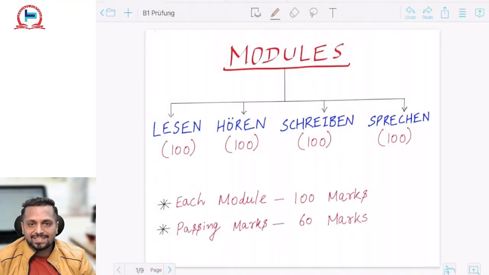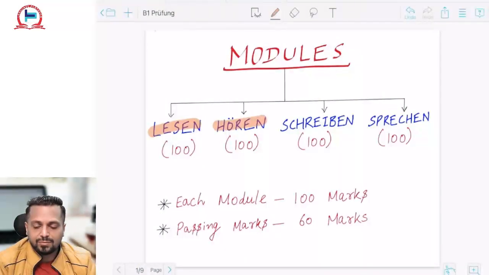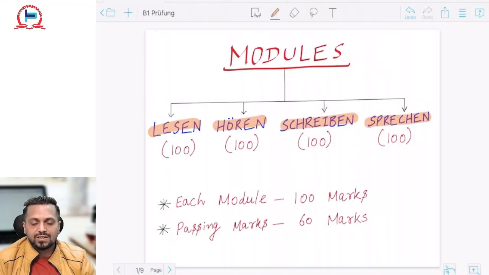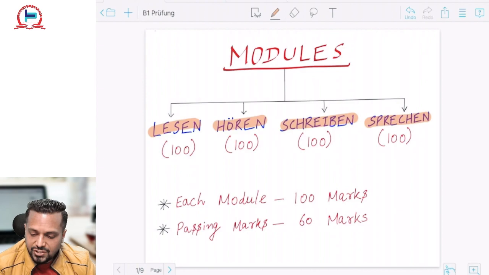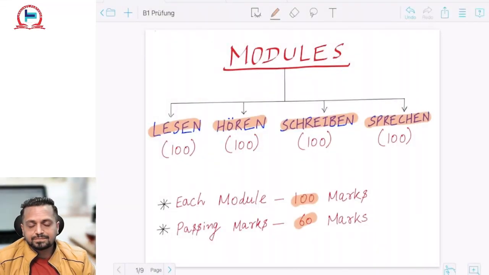Goethe German B1 exam consists of 4 different modules: Lesen, Hören, Schreiben, and Sprechen. Lesen consists of 100 marks. Hören also consists of 100 marks. Schreiben also consists of 100 marks. And Sprechen also consists of 100 marks. So each module consists of 100 marks and passing marks is 60.